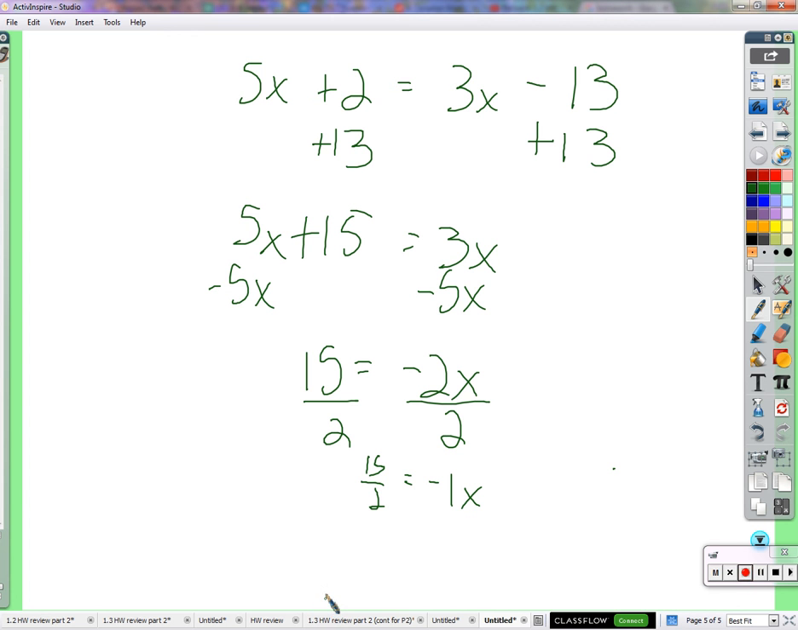Shouldn't you divide by negative 2 instead of 2? What you can do, if it ever makes sense, is divide by 2. Is this equation true? Yes, negative x does equal 15 over 2. But we do want to know what x is. Now, if we were to divide by negative 2, what would happen? Instead of a negative 1x, we get a positive 1x. Do we like positive 1x? Yes, we do. Divide by negative 2 on the left side, and on the right we get negative 15 over 2.